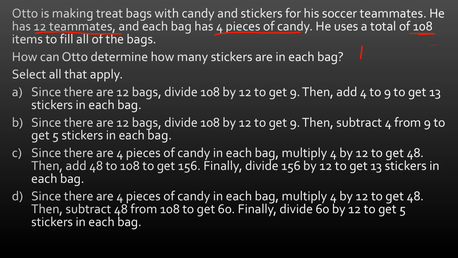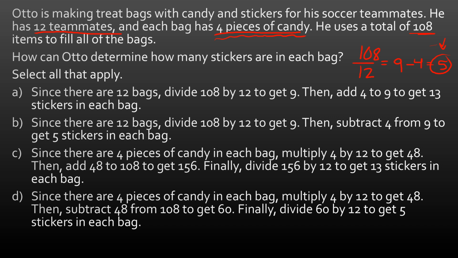So I would do my total, which is 108, and divide that by 12. When I do 108 divided by 12, I get 9. So that means that 9 items are going into each of those bags. And then I know 4 of those pieces are candy, because it says right here, 4 of those pieces are going to be candy. So if I take 9 and subtract 4, I get 5, which means that he is putting 5 stickers in each of those bags.